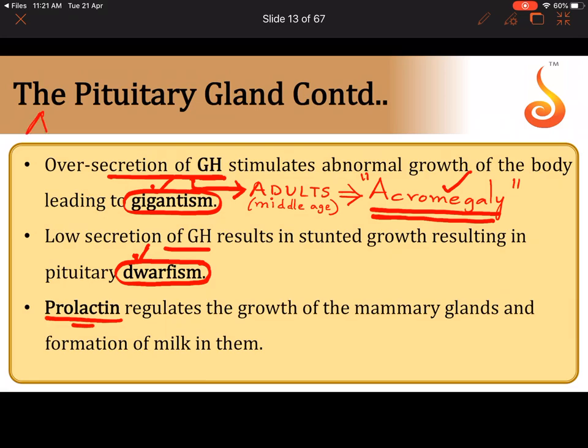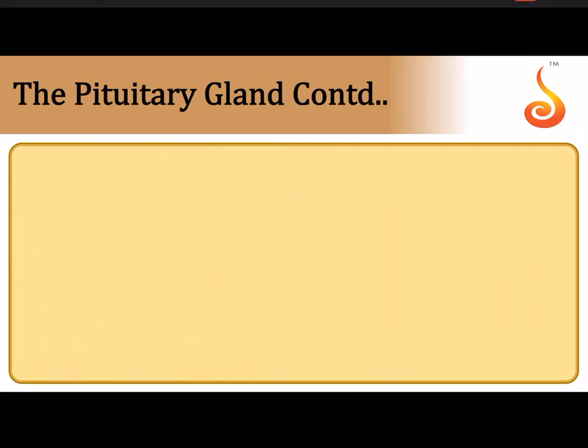There is another hormone released by the anterior pituitary. Please remember, here we are talking about the hormones of the anterior pituitary, and you by now know that the anterior pituitary is called the adenohypophysis, which is made up of a bulged part called pars distalis and a tubular part called pars tubularis, correct? It also releases a very important hormone referred to as prolactin, which regulates the growth of mammary glands and stimulates the formation of milk in them.